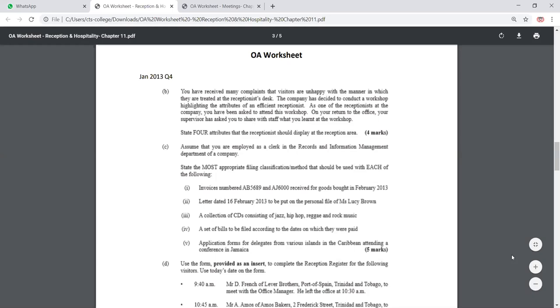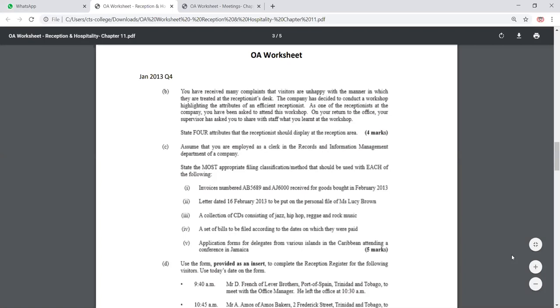Let's look at the other part of the question. State the most appropriate filing classification method for each of the following. So remember, we have different classifications of recording. We have alphabetical, geographical, subject, and numerical, right? So we are going to look at the first one. The first one says invoices numbered AB5689 and AJ6000 received for goods bought in February 2013. What filing system can I use there?